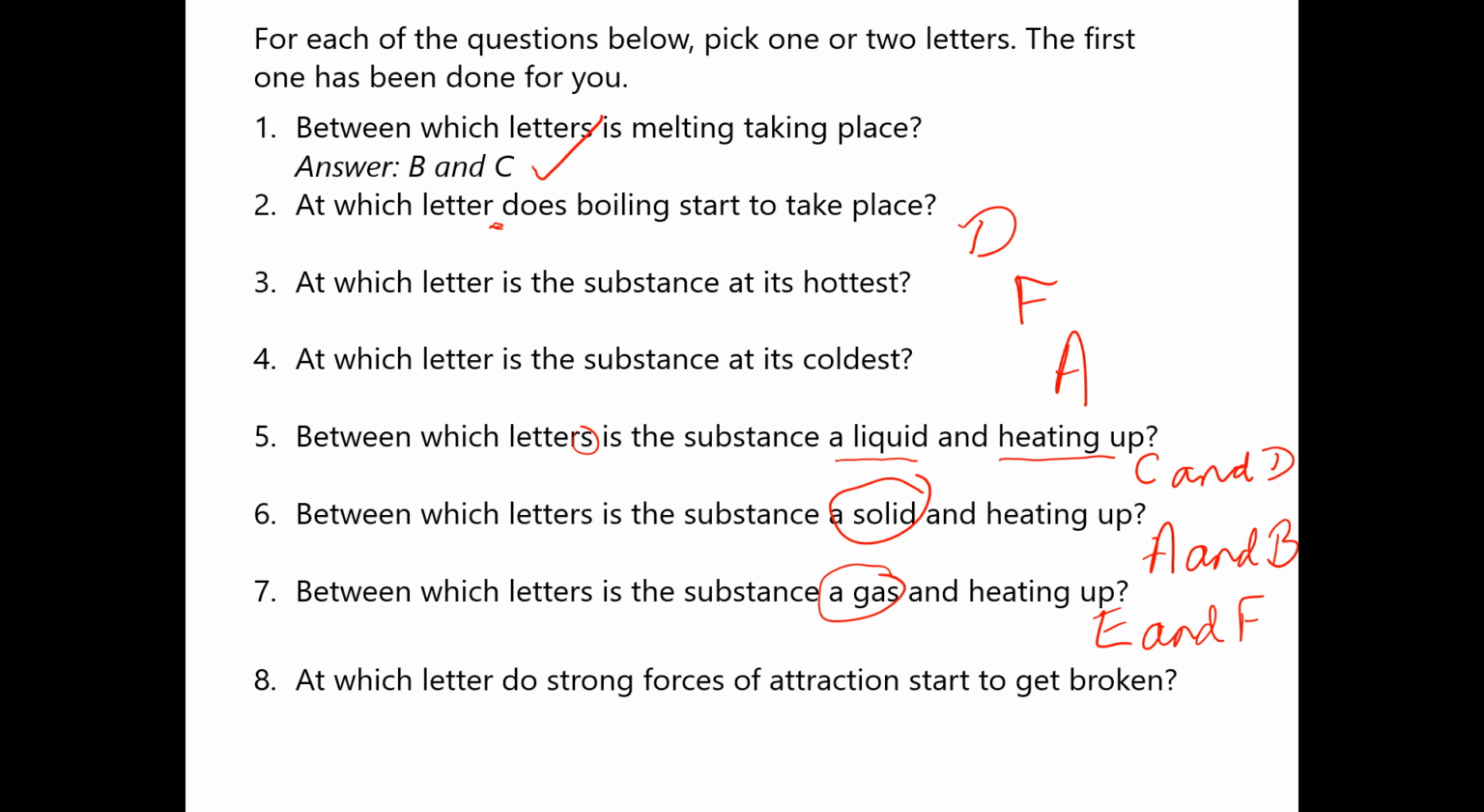At which letter do strong forces of attraction start to get broken? Now we need to do some science. What does that mean? We need to know things about materials. The strongest forces of attraction happen in solids. So how do we know when strong forces of attraction start to get broken? Well, that must mean that the material is beginning to become a liquid. That's why materials change from a solid to a liquid. So we're going to be looking for a point when a solid is starting to become a liquid.